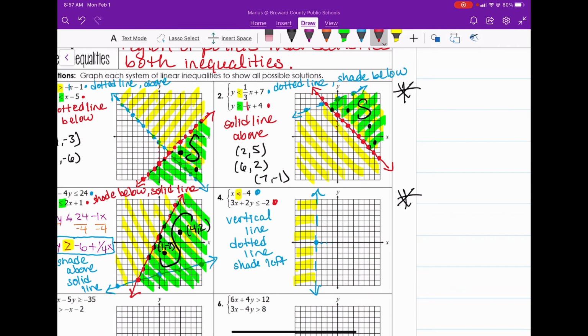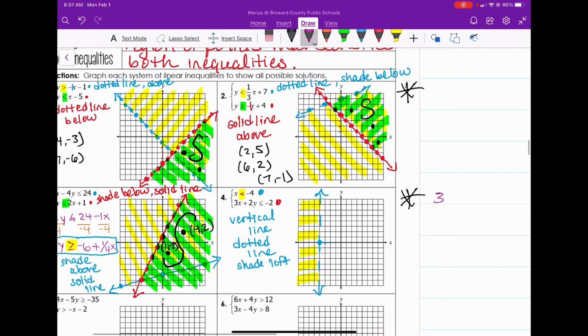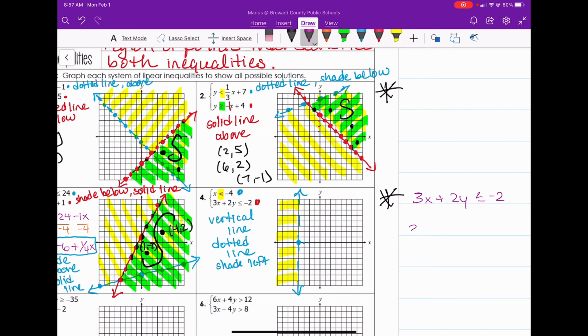We have to solve this one for y. It's not solved for y. So right now we have 3x plus 2y less than or equal to -2. We're going to keep the 2y where it's at, keep the less than sign where it's at, keep the -2 where it's at. The 3x has to move and become negative. And then the next step we're going to do is divide everybody by a +2. Now, when you divide by a positive number, the inequality symbol does not reverse.